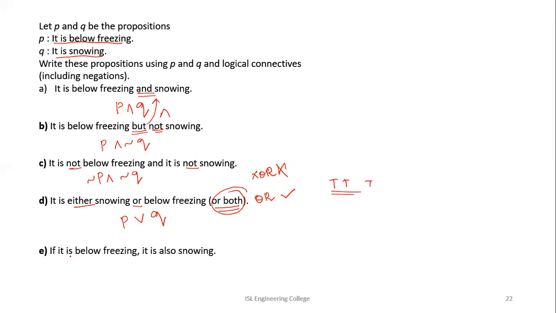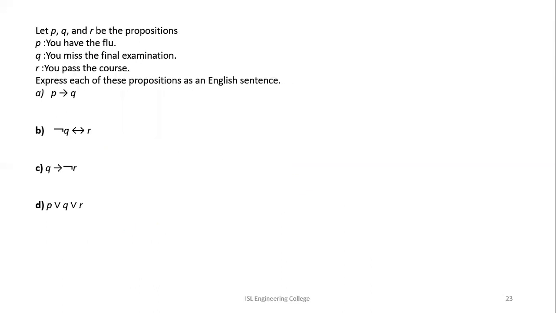Now, the next one is if it is below freezing, it is also snowing. If you want to identify this one, it is very simple: it will be P implies Q. If P, then it is also snowing. So this is P implies Q. Let's look at the next example.